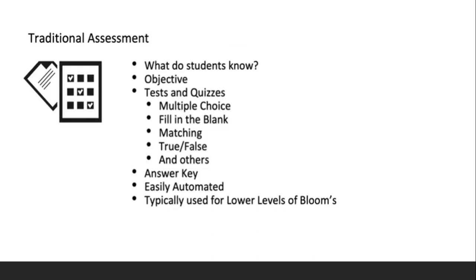Tama ba? Another thing about traditional assessment, this is objective. When we say objective, meaning that they have right or wrong specific answers. So what are those? We have the tests and quizzes, multiple choice, fill in the blanks, matching types, true or false, and the others. Okay? So it always has an answer. Ibig sabihin po, when we conduct traditional assessment, we could identify the specific answer because these have only one specific answer po.